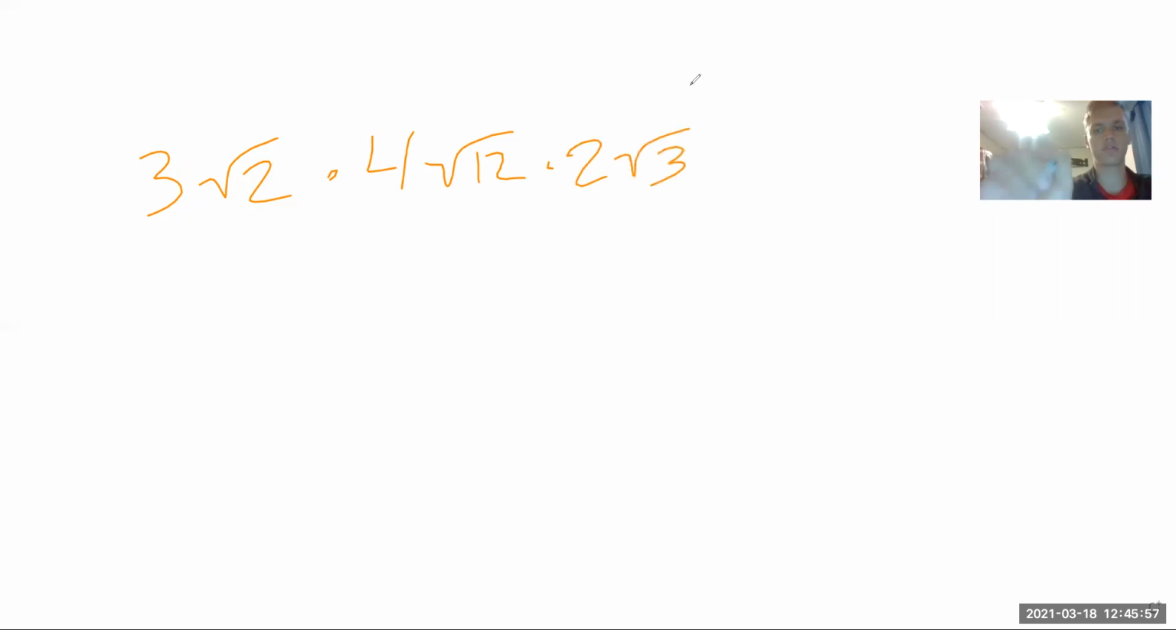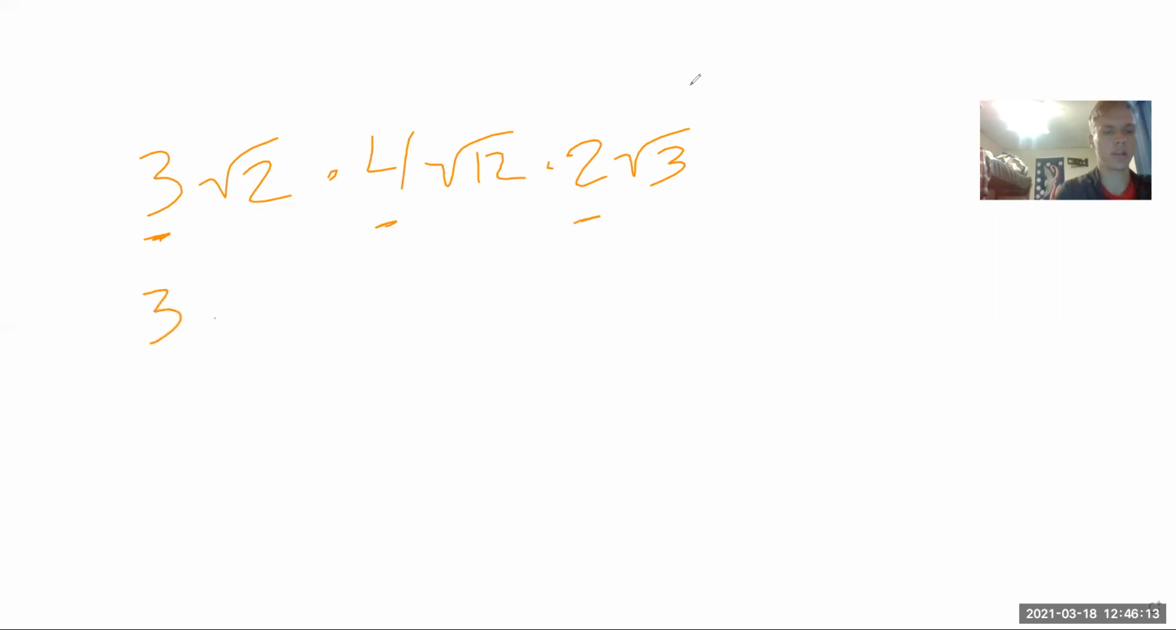So we have 3 times the square root of 2 times 4 times the square root of 12 times 2 times the square root of 3. And they want us to simplify this. And you might see, okay, this definitely makes sense why we need to simplify this, because we want to get it down to one term first of all. And there's a lot of things that we can multiply down to get it to one term. So let's do that really fast. Let's multiply all the non-radicals together, because everything can be multiplied together.